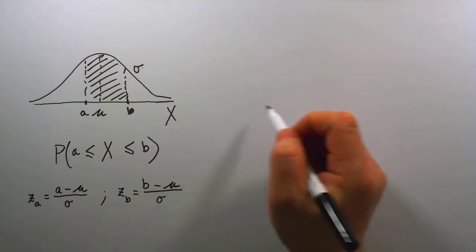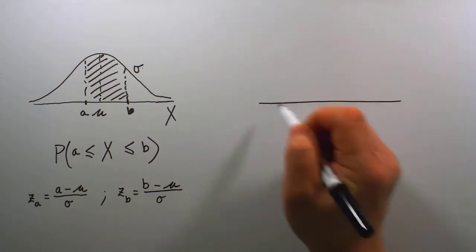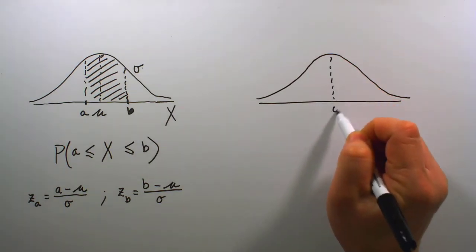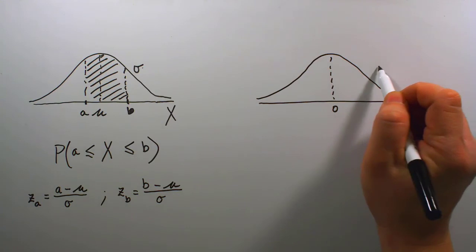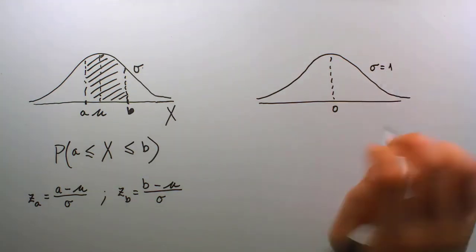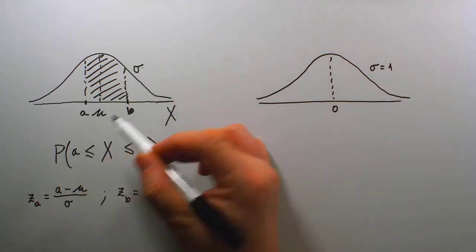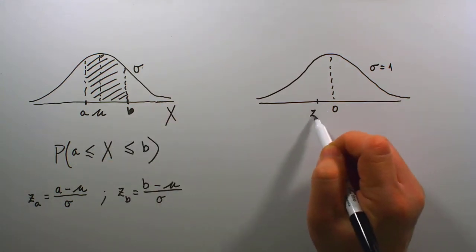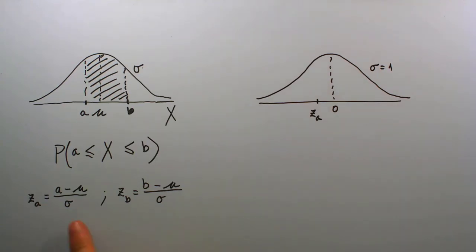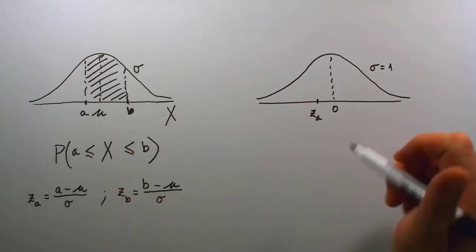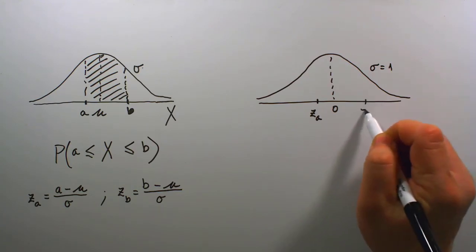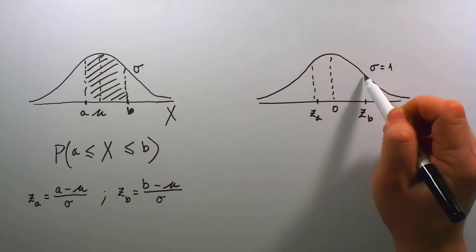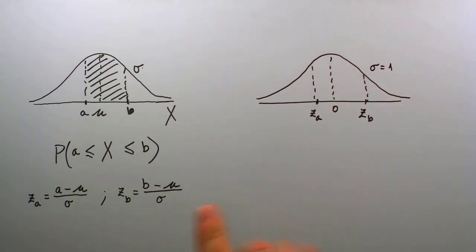And once we have found the z-scores correspondingly for the low and high of our interval, then think about the standard normal distribution, where the center now is at 0 and sigma is 1. Then that lower end corresponds to the z-score z sub a that we have found previously. And that upper end right here is equivalent to the z-score z sub b on our standard normal distribution.